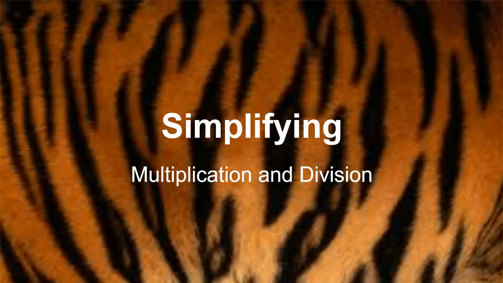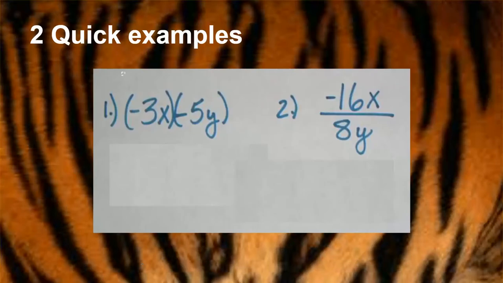Let's talk about simplifying. Let's pretend you have some variables. The variables are just extra numbers. We don't know if they are positive or negative or anything. So all we have to do is multiply the number parts and then put the variables after them. For instance, negative 3x times negative 5y. Take the negative 3 times negative 5. That's going to be a total of positive 15. And then we just put xy after it.